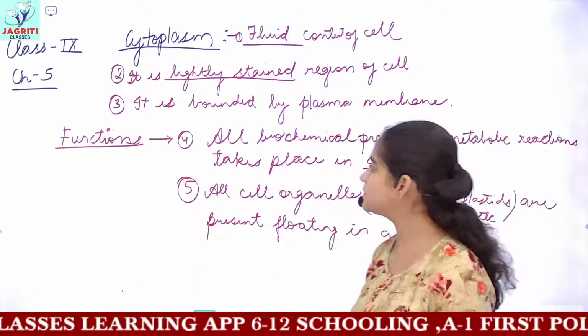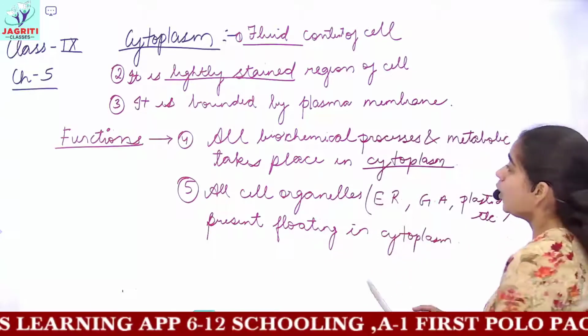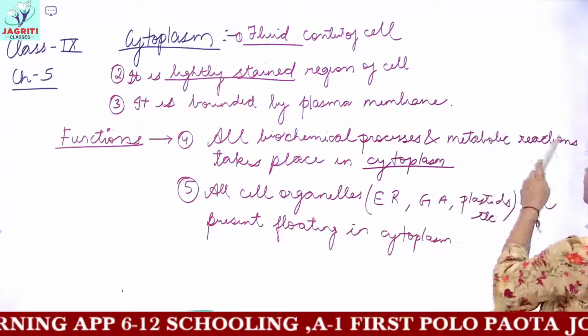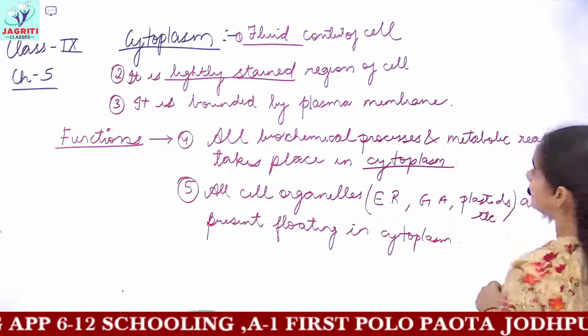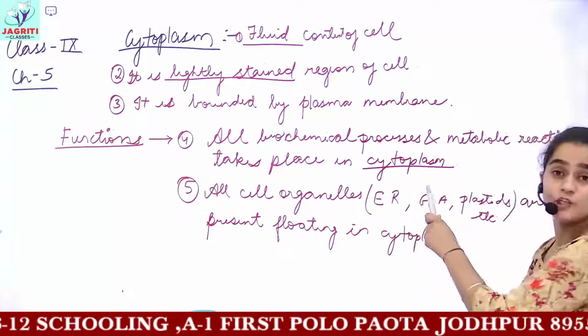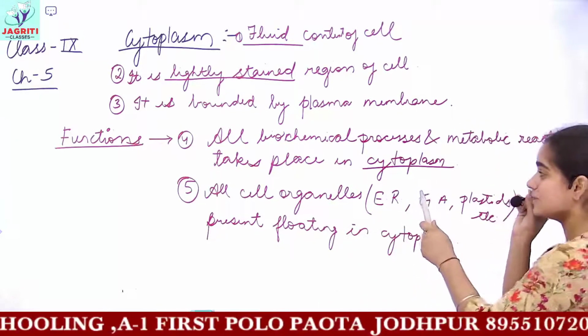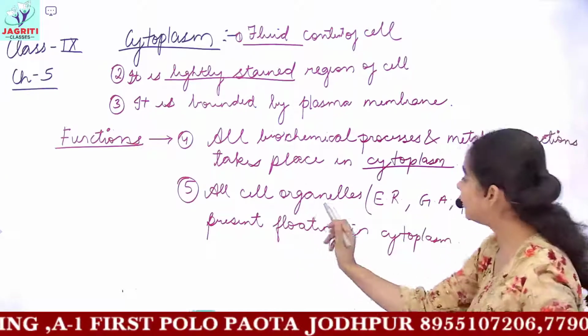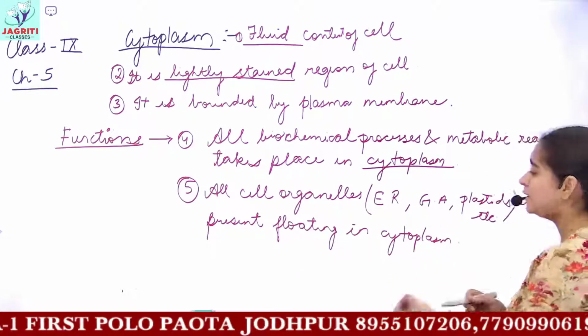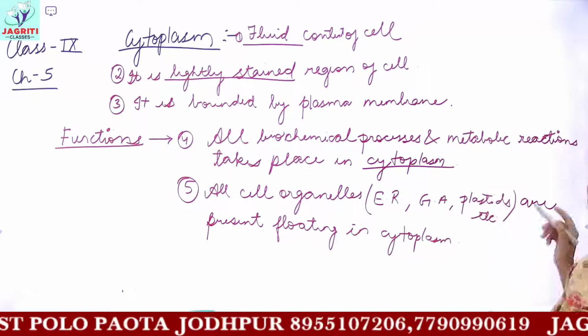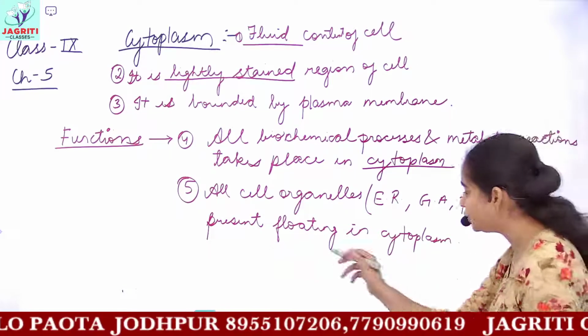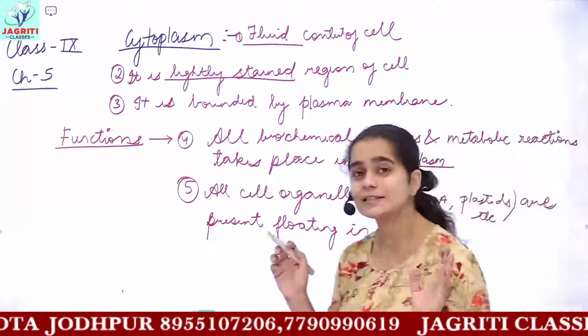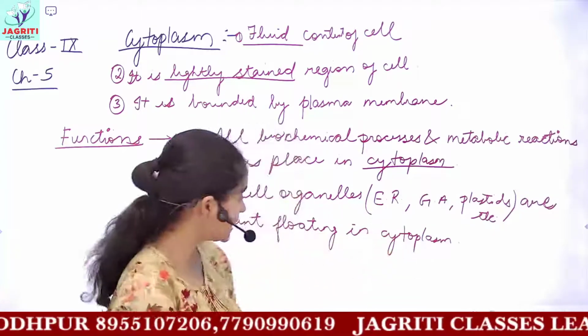The major function of cytoplasm is that all the biochemical processes and metabolic reactions occurring in your cells take place in this region of the cell, that is, in the cytoplasm. And all cell organelles like endoplasmic reticulum, Golgi apparatus, plastids, etc. are present floating in the cytoplasm. So this much you should know about cytoplasm.